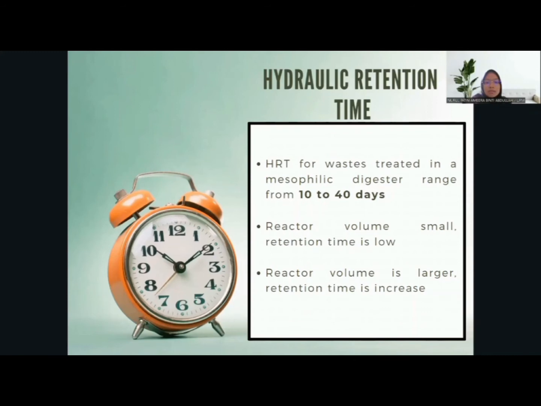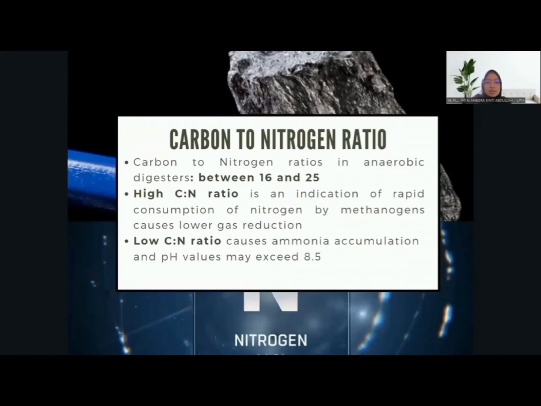Retention time will be low if the reactor volume is small for the input used, which will result in a low yield of biogas because the process will take less time. Retention time increases and yield improves with larger reactor volumes, but at the expense of larger reactors requiring more space and cost. Another parameter is the carbon to nitrogen ratio.